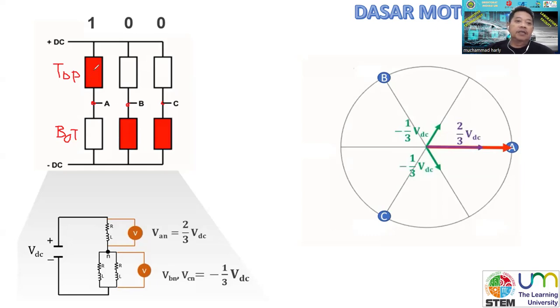For example, here is E. E phase is now on in the top IGBT, and for B, B phase is now in the bottom, active. That means it is zero here. Zero means the bottom is active, and then C is also zero, active, meaning in the bottom. Only one of the IGBTs is still on at the top, which belongs to the E source.